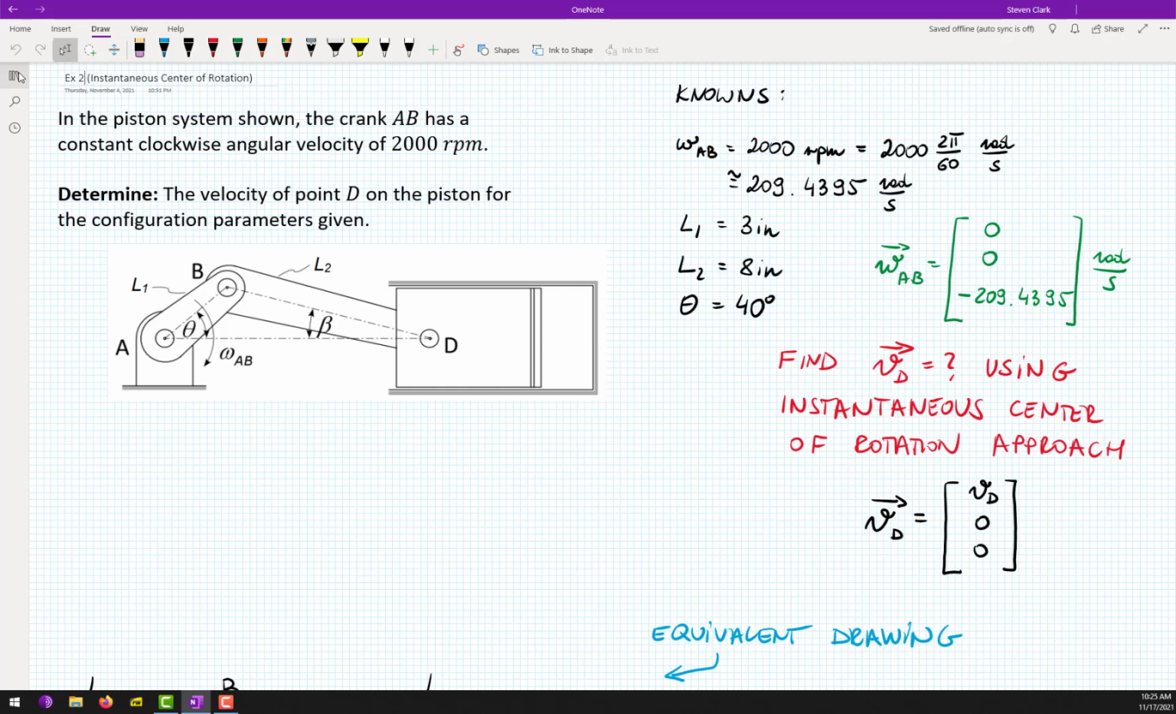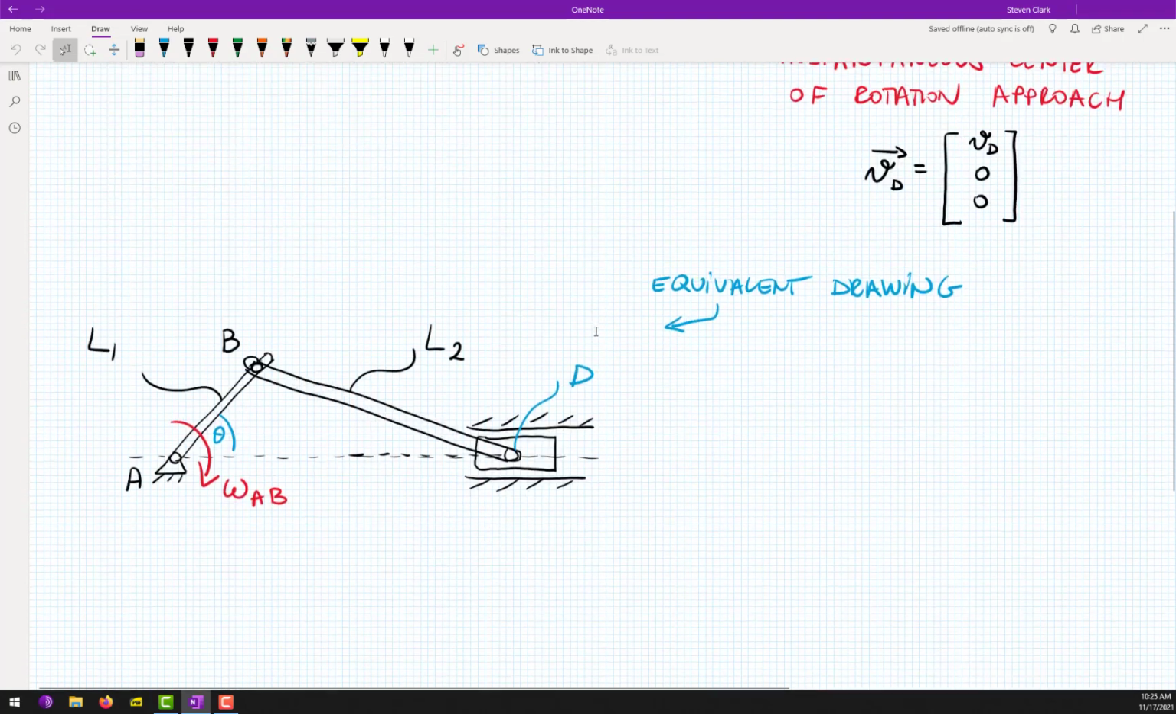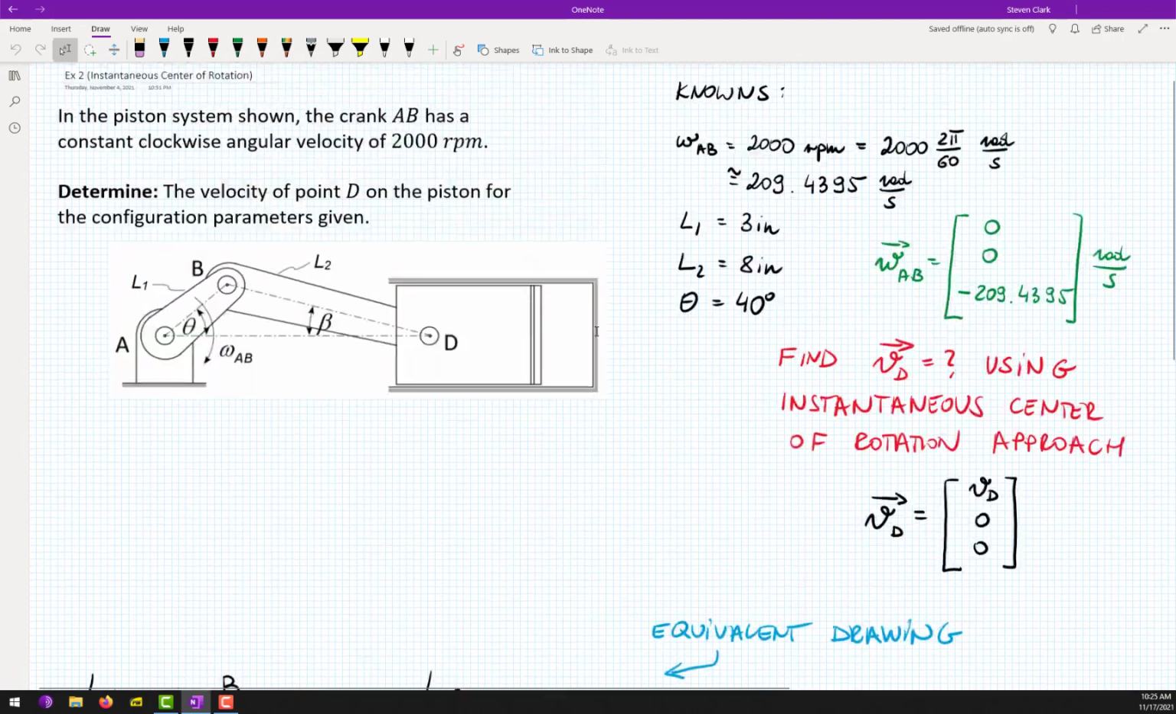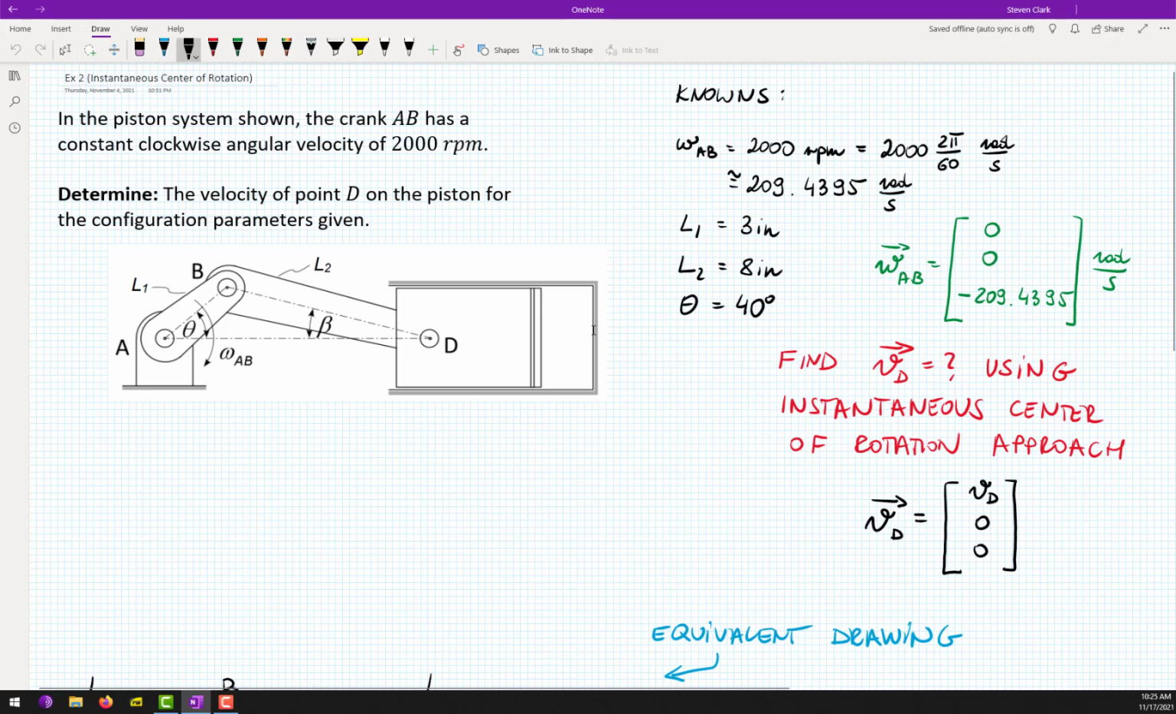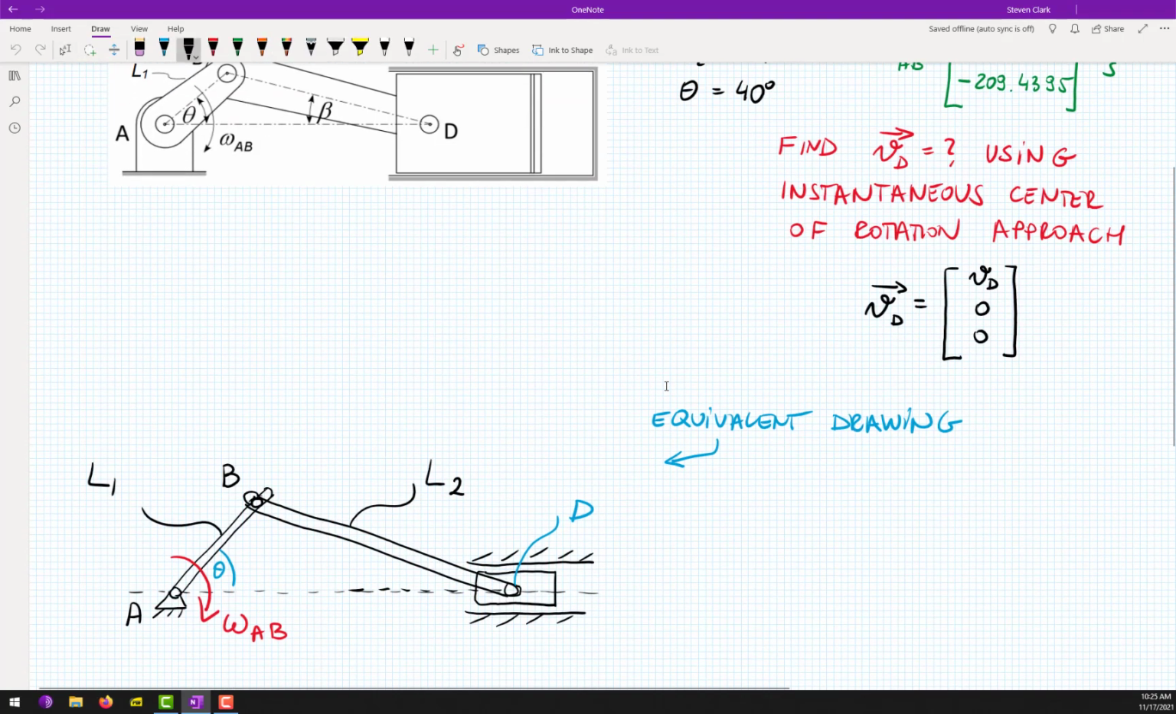Let me say something about that system. We have three bodies again. We have beam AB, we have beam BC, and we have collar D. Collar D is constrained. It can only go back and forth in the horizontal direction.